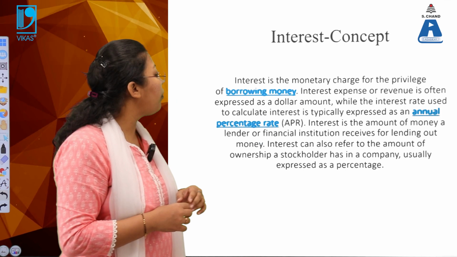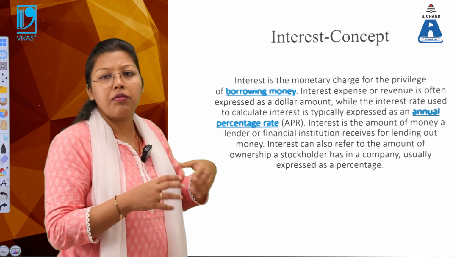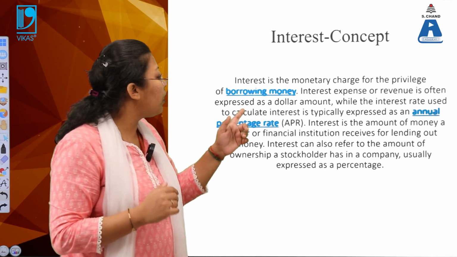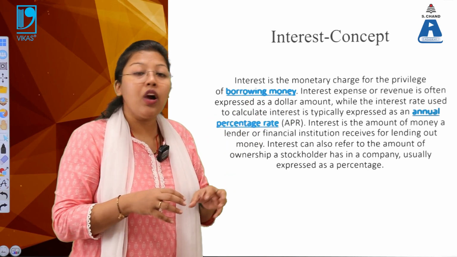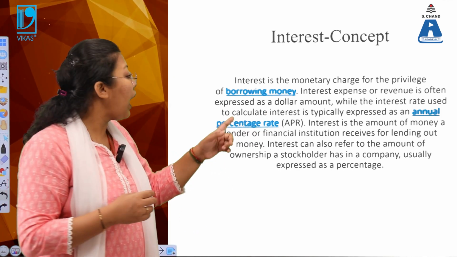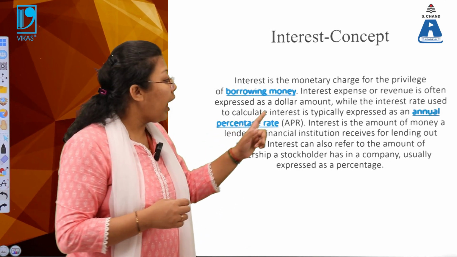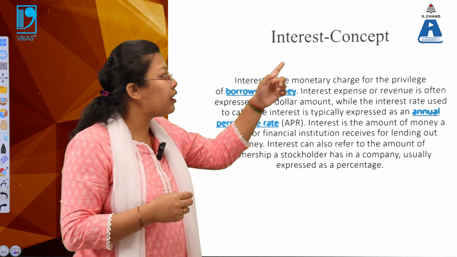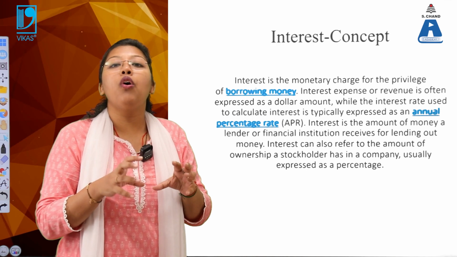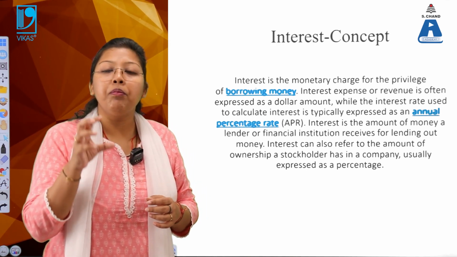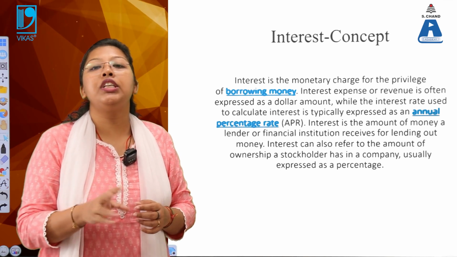Interest expenses or revenue is often expressed as, maybe in a particular economy it has been termed in dollar amount. In India also we consider it in this. Why? Because we have an annual percentage rate, and this interest over the economy is actually focusing on multiple things. What are those things? The interest is an important constituent of our GDP.